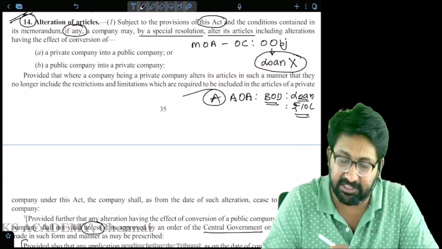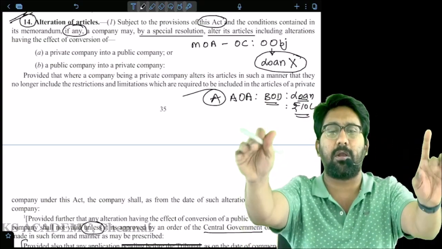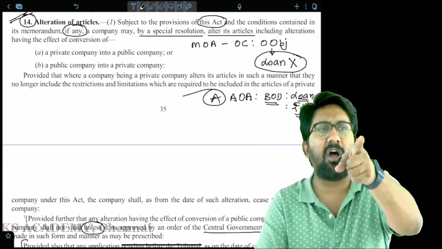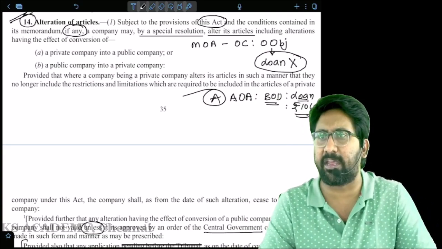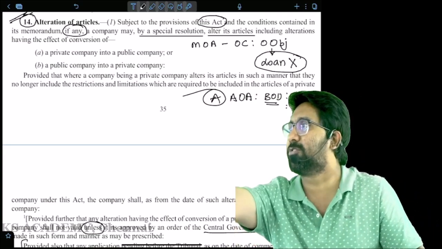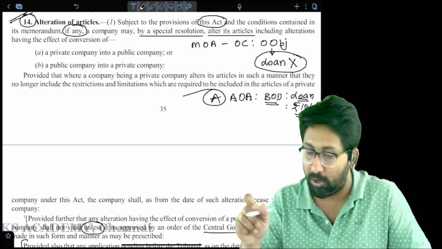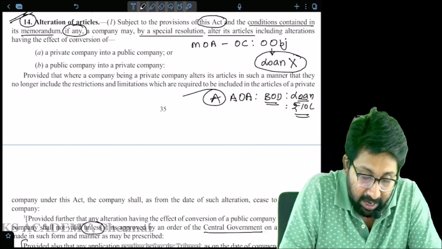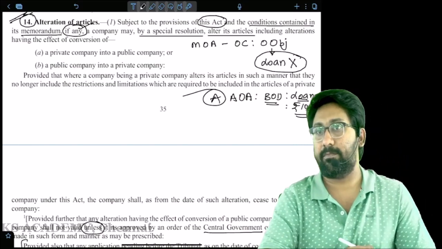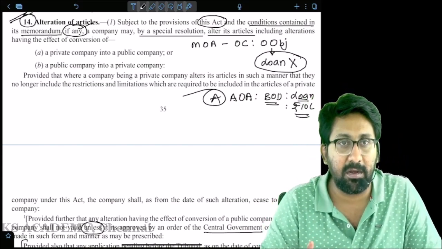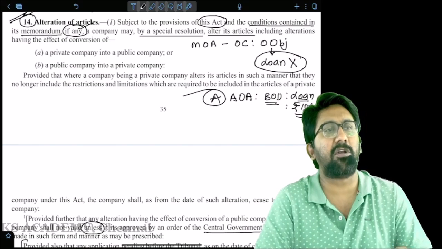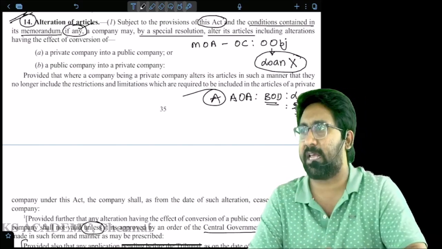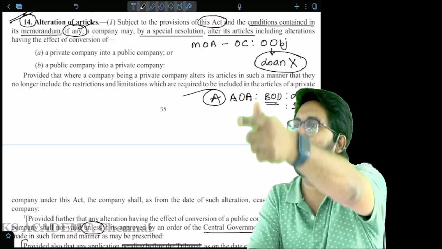They want to add this. This is an alteration they want to make. Can they make it or not? You should only tell me. Why? When the objects clause is prohibiting you from taking a loan, who is the articles to say that? That's what they mean by conditions contained in the memorandum, if any. Clear everyone? If memorandum is not permitting something, you should not do that by altering your articles. First you have to alter your memorandum objects clause.